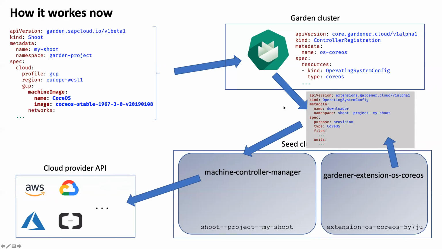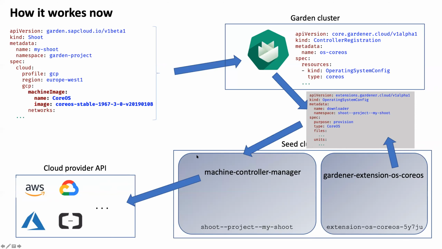Okay, so in the specification, Gardener basically writes what it wants the machine to look like, so which files and which systemd units are needed. Then the CoreOS controller computes the configuration and puts it into the status of this resource. So that's the complete rendered configuration. And Gardener reads the status and passes this, without understanding the content, to the machine controller. Okay.